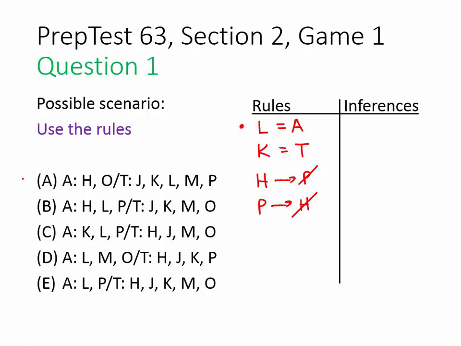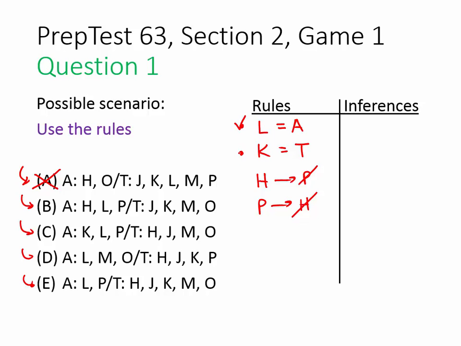So answer choice A, we can see right off the bat that L is not in the appellate court, so we can cross that one out. Answer choice B works, C works, D works, and E works because L is in the appellate court in all of those. So let's move on to our next rule.